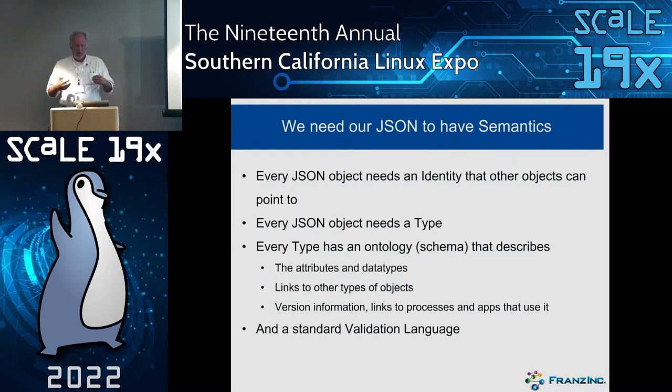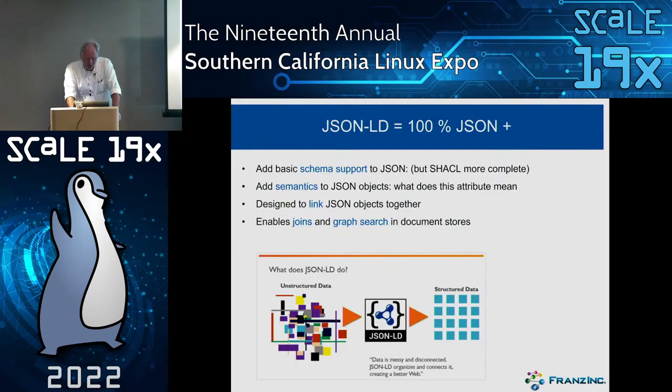And then one more thing that you could add to this JSON-LD object is what they call a context, which is actually a pointer to the ontology that describes this particular type, right? But that context can be the same for almost every object in your hospital. Okay, and then you want a validation language.